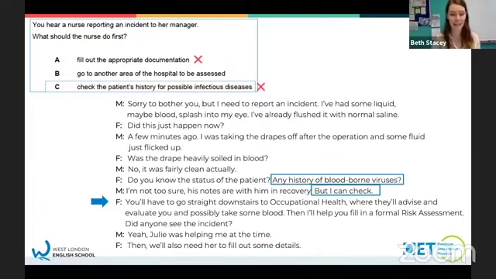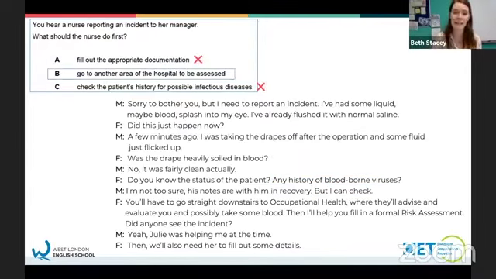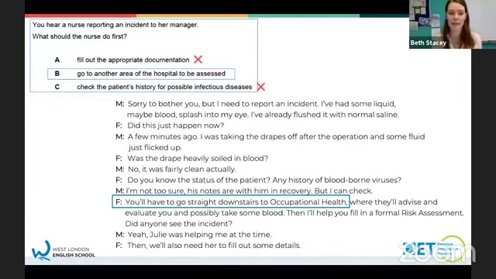But where that arrow is actually our answer. So it is B, go to another area of the hospital. Have a look, see if you can find where the area of the hospital is. And it's this section here. You'll have to go straight downstairs to occupational health. So with our synonyms, we can see another area of the hospital is occupational health. And remember that question is what should the nurse do first? And we have the word straight. You'll have to go straight downstairs. So B is our answer.